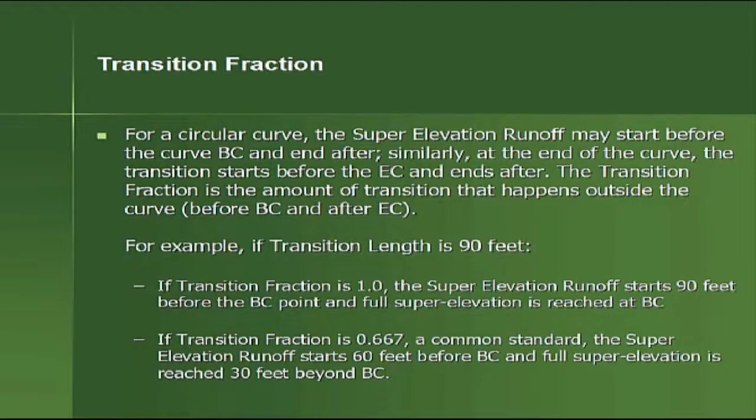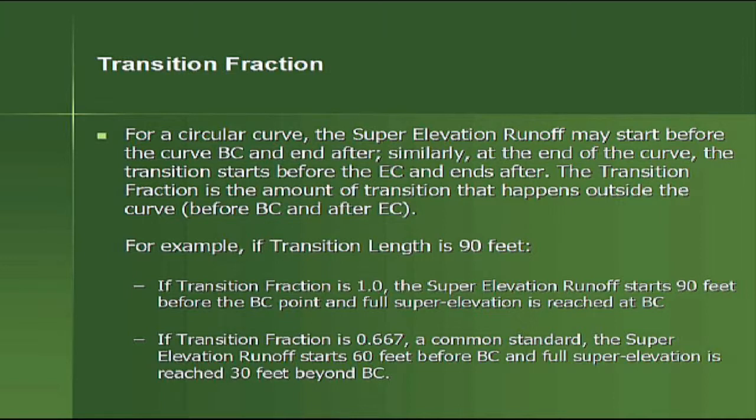For a circular curve, the super elevation runoff must start before the curve BC and end after. Similarly, at the end of the curve, the transition starts before the EC and ends after. The transition fraction is the amount of transition that happens outside of the curve before BC and after EC. For example, if transition length is 90 feet and transition fraction is 1.0, the super elevation runoff starts 90 feet before the BC point. The full super elevation is reached at BC.